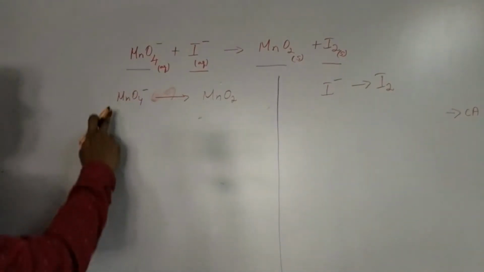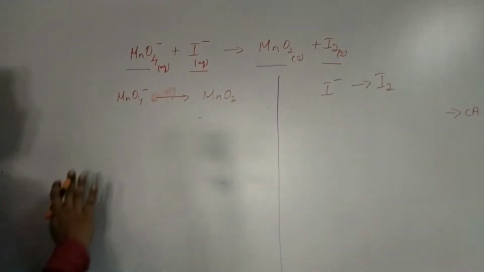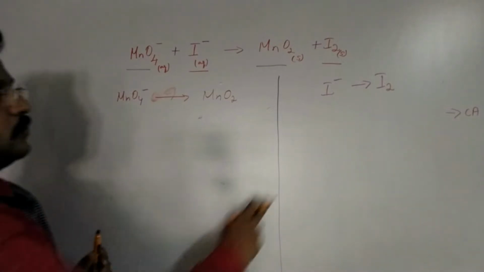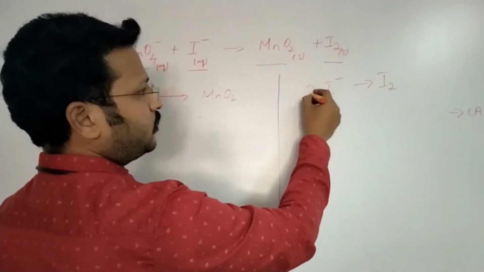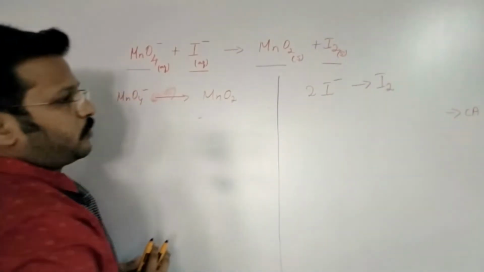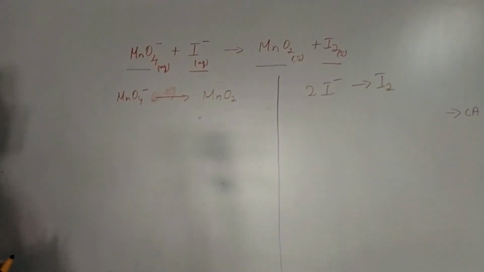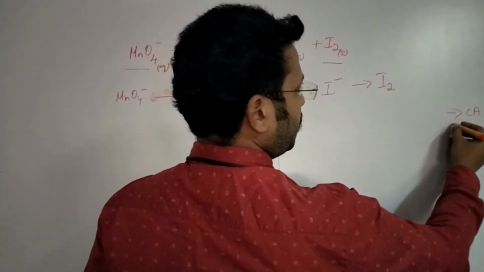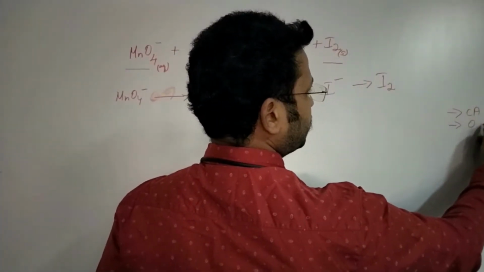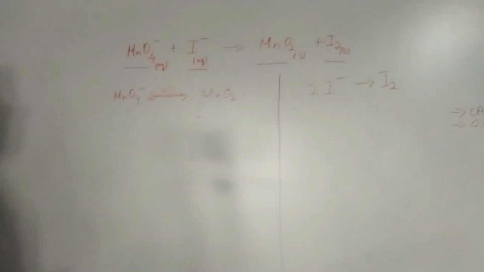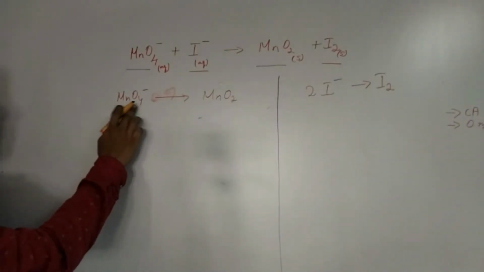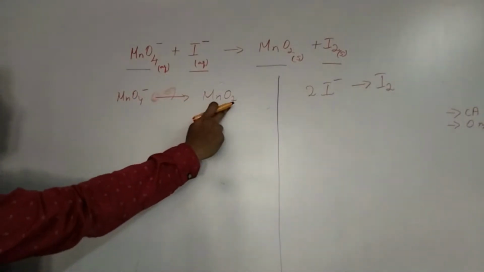Check here, Mn and Mn, so it is almost balanced, no need to disturb. On this side, I minus and 2I, so I have to put 2 as the stoichiometric coefficient. Now this is balanced. Next, I have to check the number of oxygen present on either side. Here we have 4 oxygen, and on this side we have 2 oxygen.